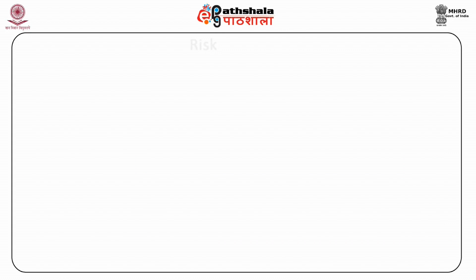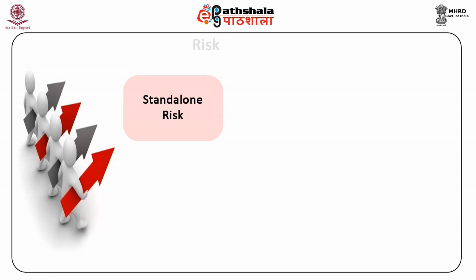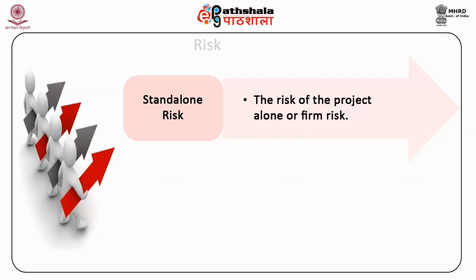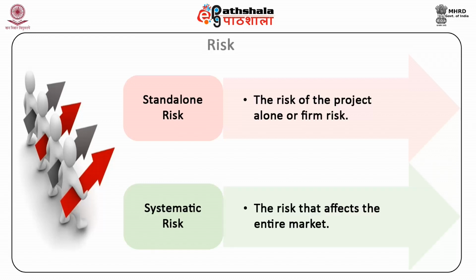Another way of looking at risk is to analyze whether it is a standalone risk, that is, the risk of the project alone, or firm risk. A firm's risk is the combination of all the risks of different projects taken up by the firm. When a firm takes up a risky project, the firm's overall risk increases. Besides, there is market risk, also known as systematic risk. The risk that affects the entire market is known as systematic risk.